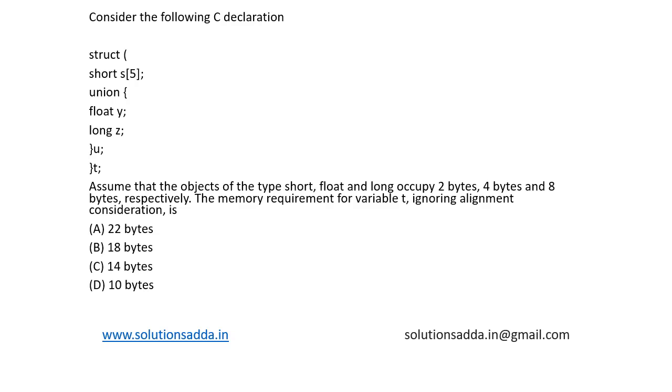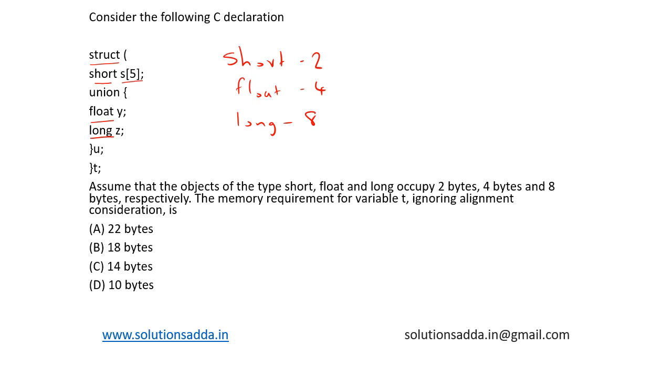This is a question from C programming. Consider the following C declaration: a structure having short S of 5 array and a union of float and long. Assume that the objects of the type short, float and long occupy 2, 4 and 8 bytes respectively. So short has 2 bytes, float has 4 bytes and long has 8 bytes. The memory requirement for variable t, ignoring alignment consideration, is, and 4 options are given.